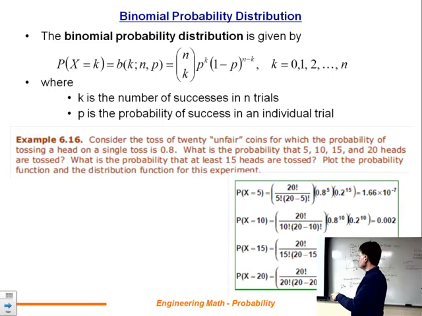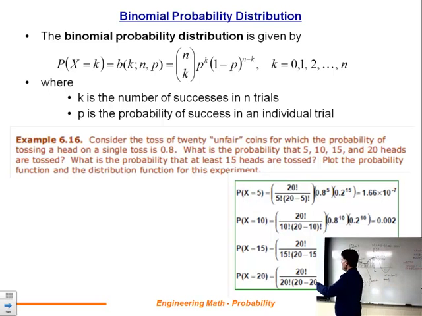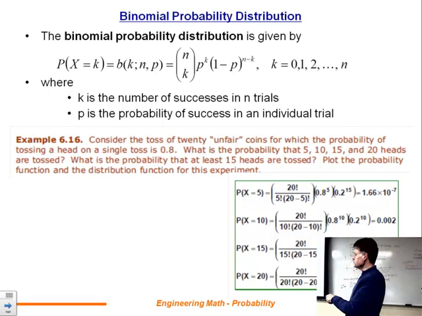Well, here's the probability of getting 5 heads exactly. Plug that into the formula here. Now, n is what? It's the number of trials. So what is n in this case? 20. Good. What's p? It's 0.8, because the coin is biased. All right. So what is k for this first one? If we're getting 5 heads, that means k is 5. Number of heads is equal to 5.